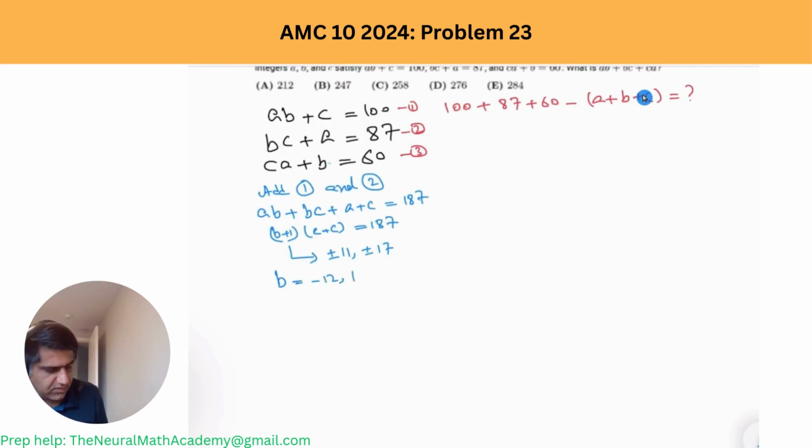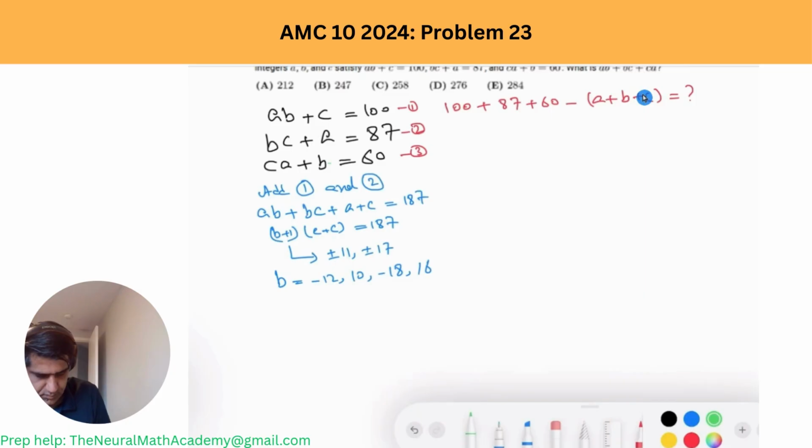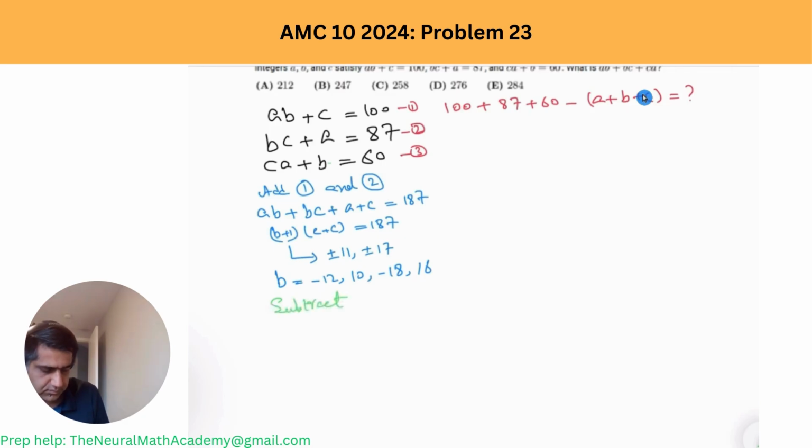And now let's see what happens if I subtract 2 from 1. Then I would get minus BC plus C minus A equal to 13.